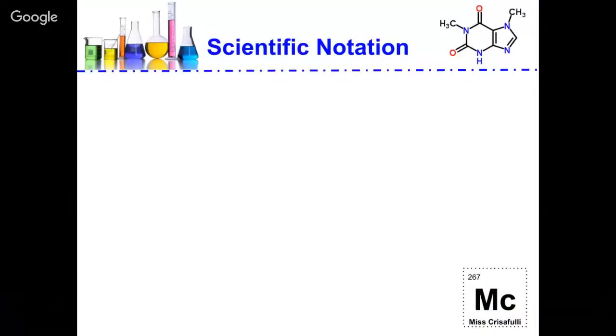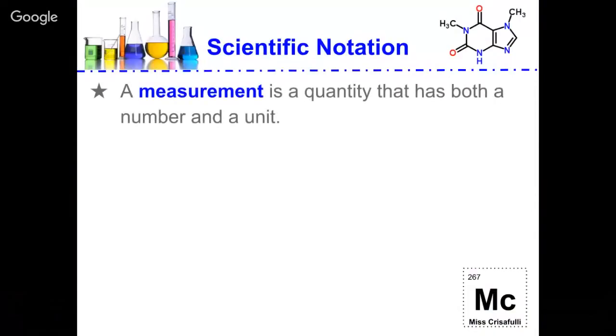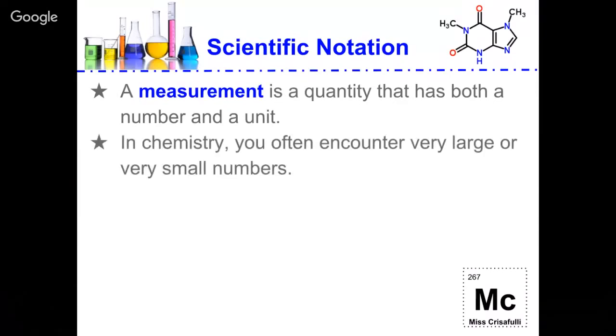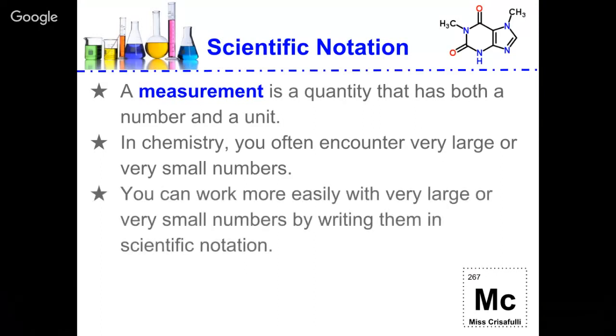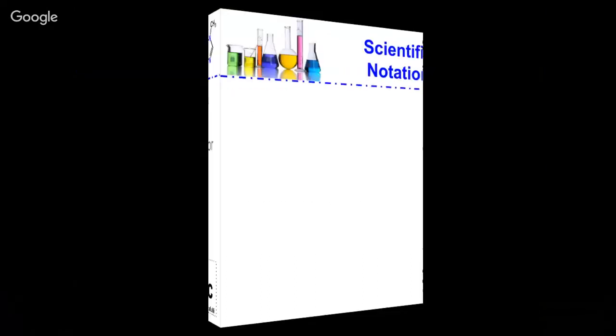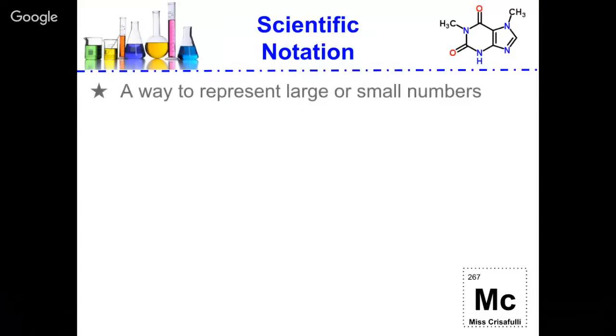So let's first talk about scientific notation. A measurement is a quantity that has both a number and a unit. In chemistry, you're often going to encounter very large or very small numbers. You can work more easily with very large or very small numbers by writing them in what we call scientific notation. Scientific notation is a way to represent large or small numbers.